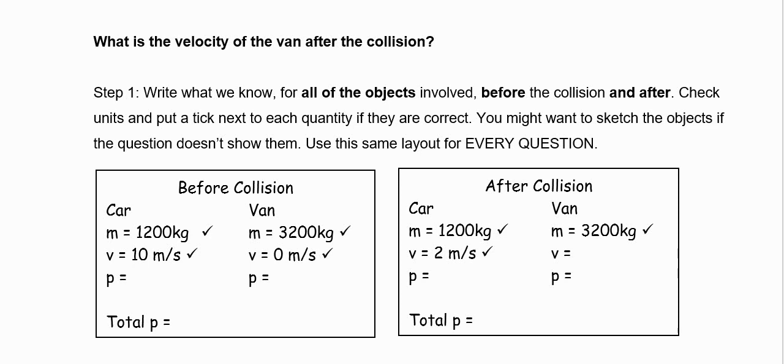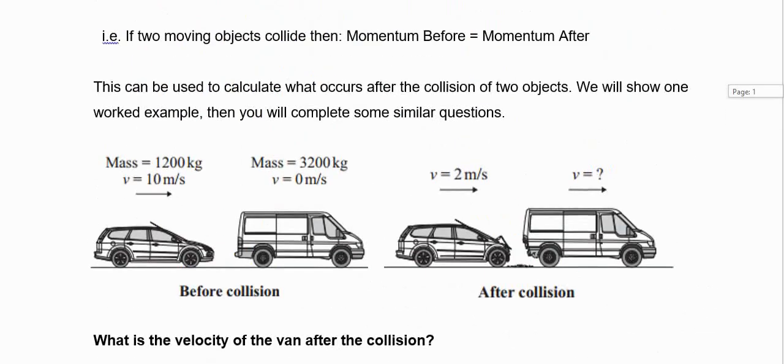We write what we know. Lay it out as you see here. Mass, velocity, and remember we use P for momentum. MVP for the car. MVP for the van. MVP for the car after the collision. MVP for the van after the collision. And all we want to do is look at the question very carefully and extract the information that we do know. So, scrolling back up to the question, what do we know?